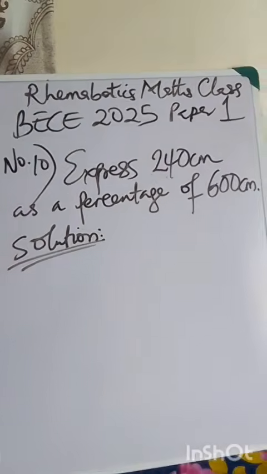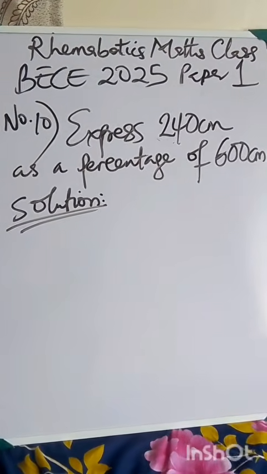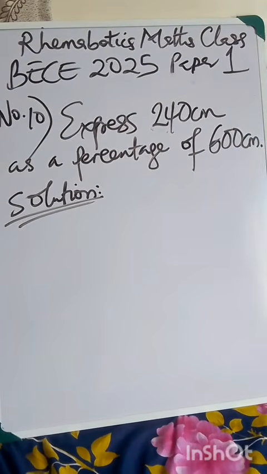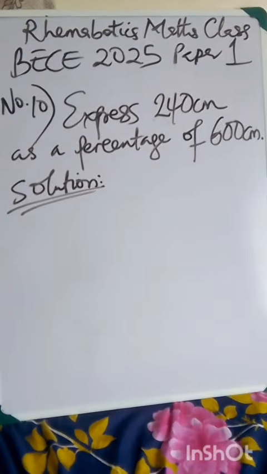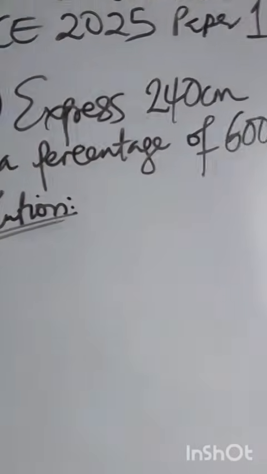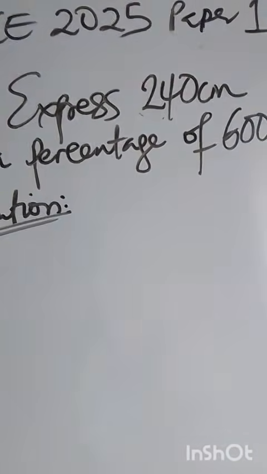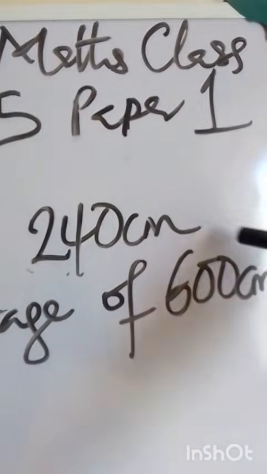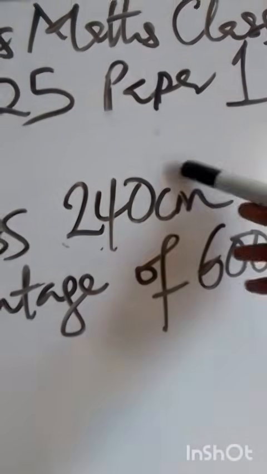This is BECE 2025 number 10. Express 240 centimeters as a percentage of 600 centimeters. Solution. Let's go. The first thing we do, observe carefully. If you observe carefully, the units are the same. That's the first thing you need to check. If the units are the same, you can go ahead.